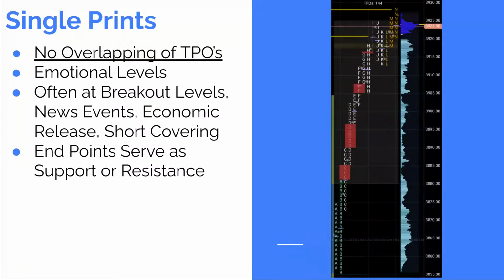And so single prints. What are they? Well, it's no overlapping TPOs. On the graphic on the right, I've shaded the single prints with a red box. There was a little bit of single print action here, a little gap between G and I. But essentially it's where you've got no overlapping, whereas you see C and D overlapping a lot here.